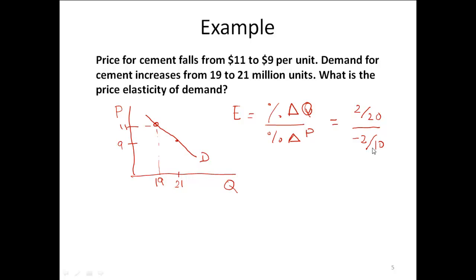Expressed in percentage terms, 2 over 20 is 10%, divided by -2 over 10, which is -20%. So your elasticity of demand is negative 0.5. This is an important concept, and it is very likely that you will get some question related to this on your exam. So you need to practice this calculation a few times to make sure you understand it well.